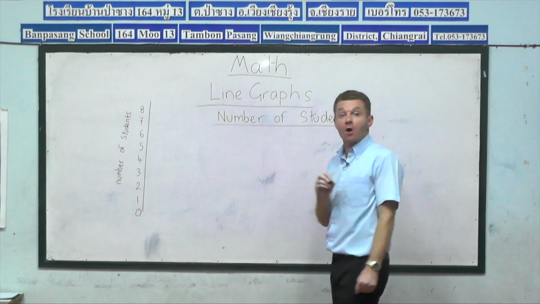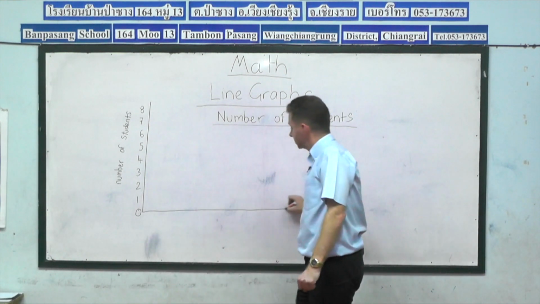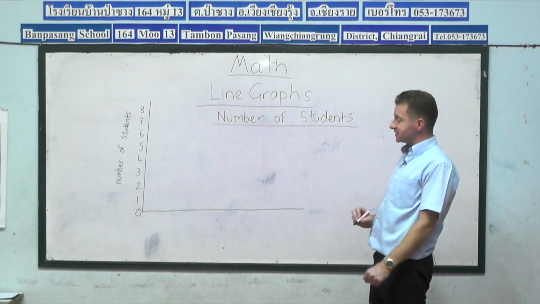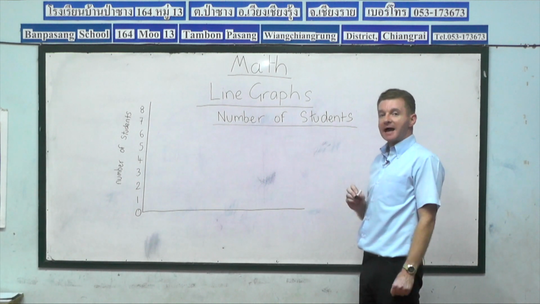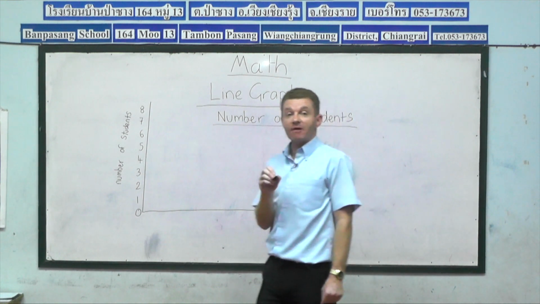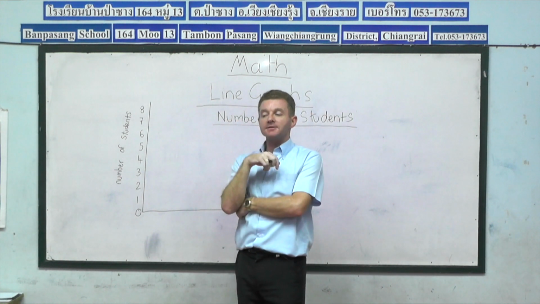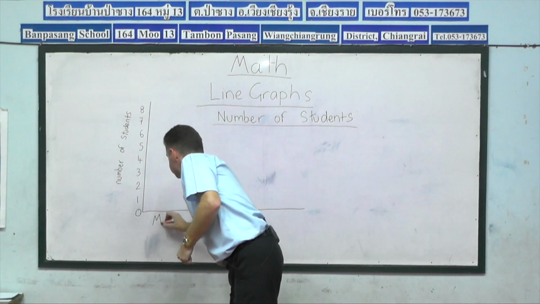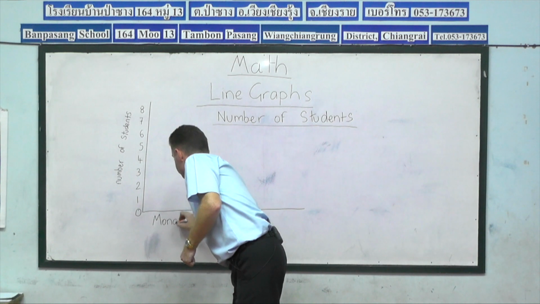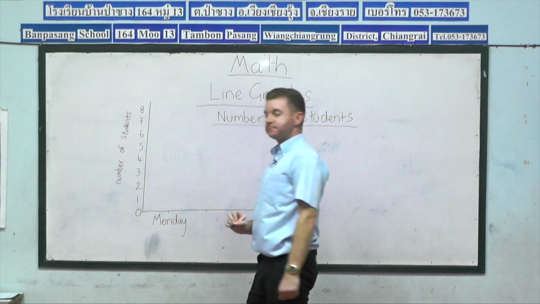Next we need our horizontal axes. And our horizontal axis is the line going across. So for the horizontal axes, we need categories. And for this graph, we're going to have days. So what's the first day of the school week, guys? Monday. M-O-N-D-A-Y. So Monday. Then what's the next day?